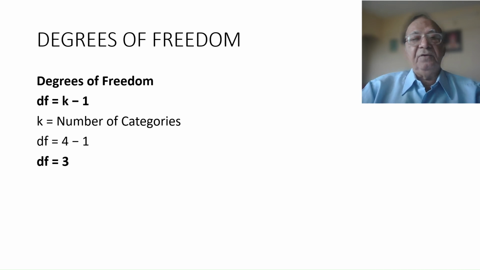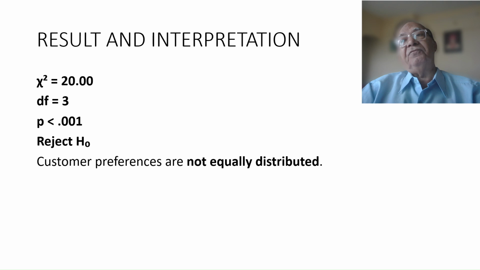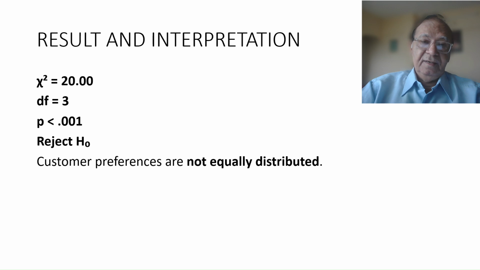We also need degree of freedom. For a simple chi-square goodness of fit test, degrees of freedom are calculated as the number of categories minus 1. We have 4 product categories, therefore 4 minus 1 gives 3 degrees of freedom. But in case of chi-square of independence, we calculate the degrees of freedom as row minus 1 times column minus 1, because we had rows and columns of 2 different variables.